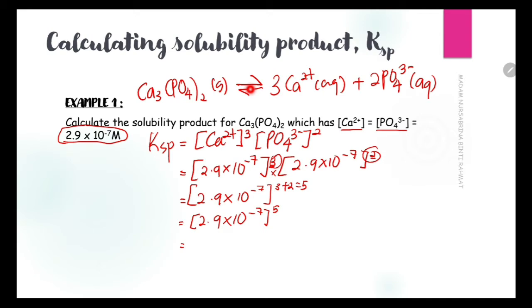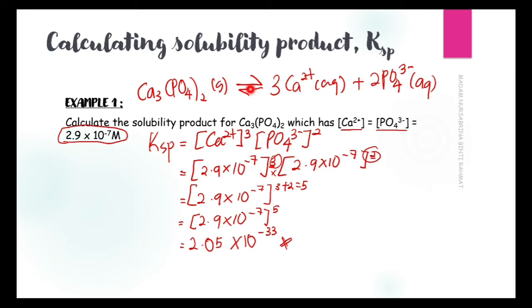So you need to understand your indices very well. If you press your calculator, you will get your KSP value to be 2.05 times 10 to the power of negative 33. Just like any other equilibrium constant value, it does not have a unit. For your syllabus, it does not have a unit, even though in reality it actually has a unit.